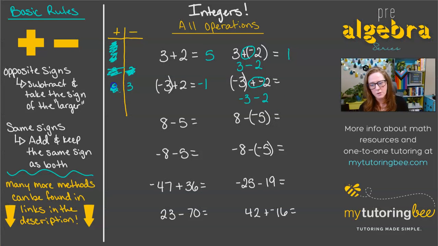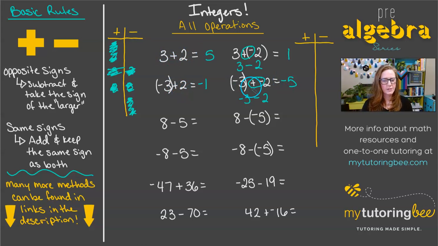All right, let me cross these out from my last problem. So negative 3, that's going to go in the negative column. Negative 2 is going to go in the negative column. They're both in the same column, so we're going to add them together. So that's 5. And then, because they're both in the negative column, it is going to be a negative answer. So we get negative 5. Okay, all of those were addition problems.